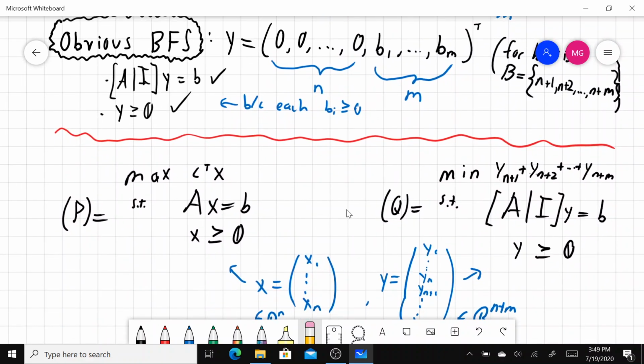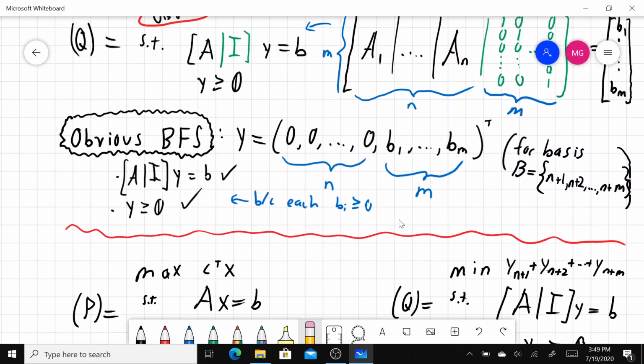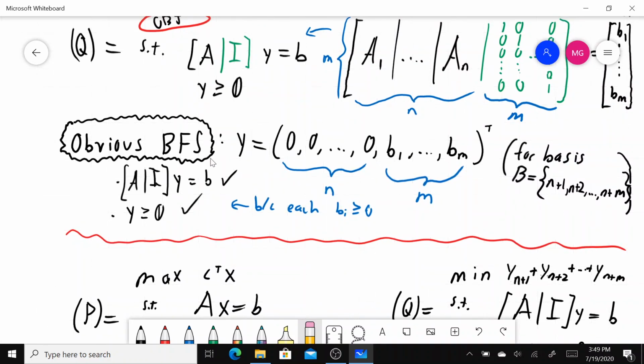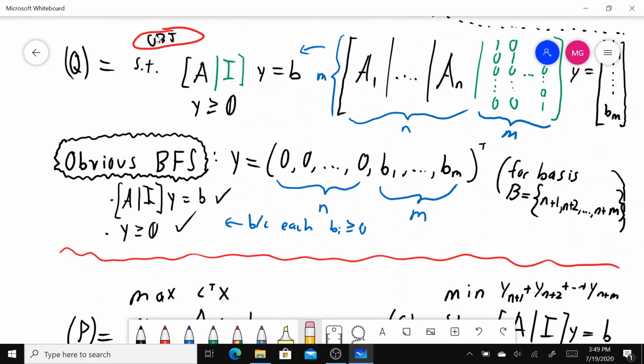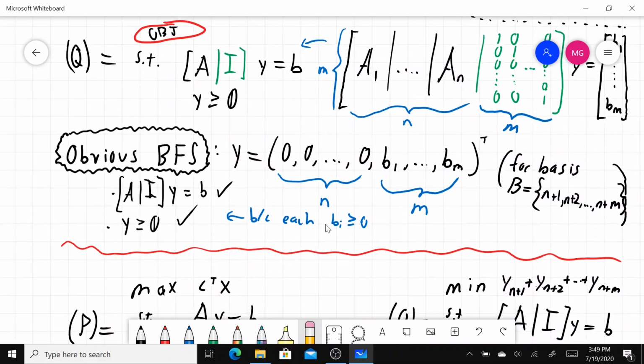So we get that by construction. What we've done so far is, by construction, we have a basic feasible solution, but we haven't shown why it's useful yet. And so now we're going to figure out what the objective function should be so that this actually becomes useful.